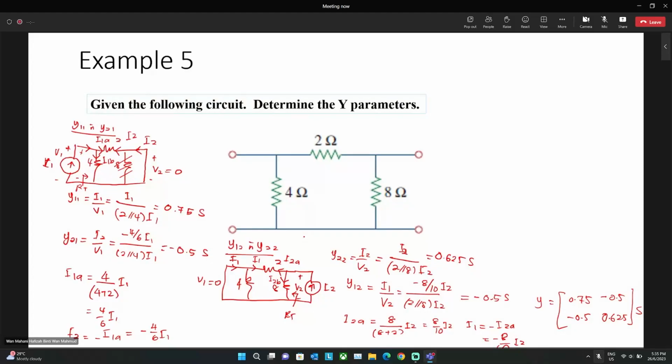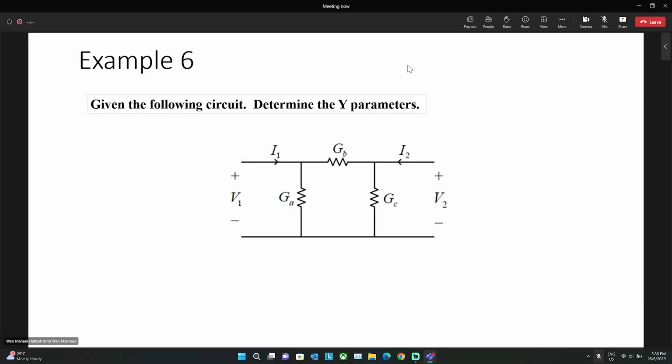Untuk example 5 ni juga, saya akan gunakan untuk selesaikan guna kaedah lain. Okay, kita ada metod kedua yang kita boleh implement. Kalau Z parameter kita pakai mesh analysis, Y parameter kita boleh pakai nodal analysis. Okay, contoh dekat example ke-6 ni. Tapi saya tak nak guna sebutan GA, GB, GC. Saya nak guna sebutan sama macam example 5.